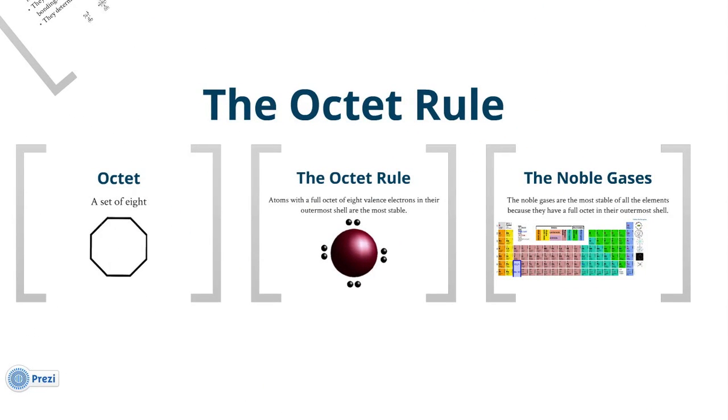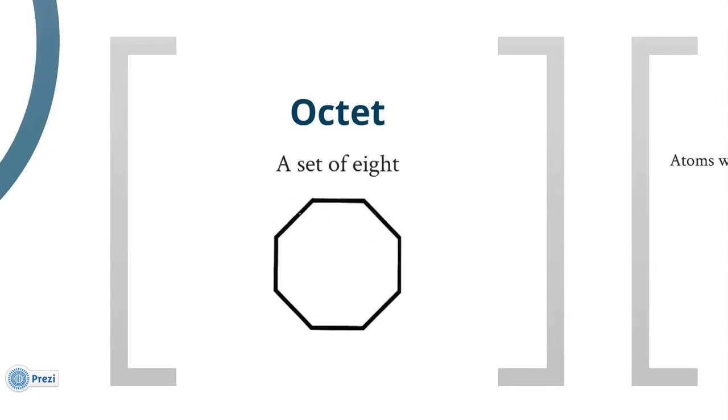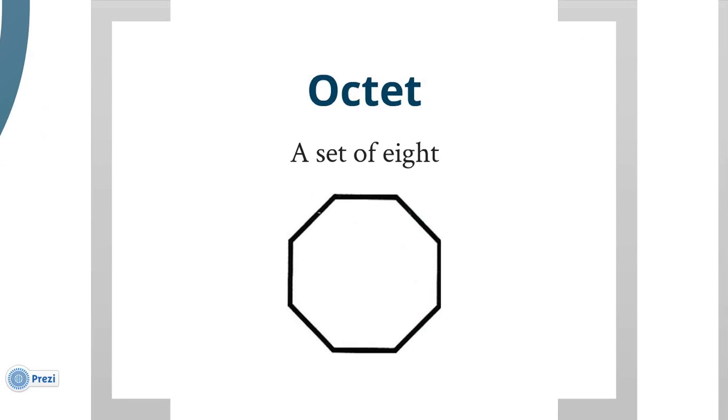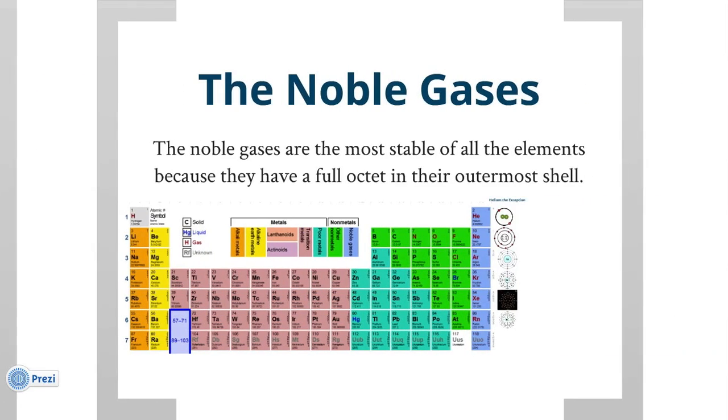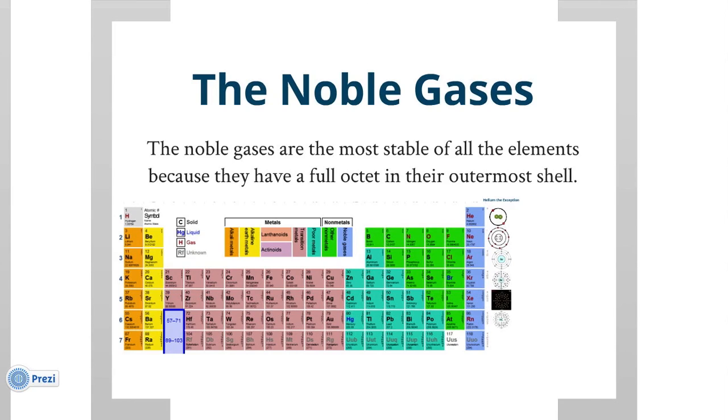Now that we've reviewed valence electrons, let's go over the octet rule. An octet is merely a set of 8. Now the octet rule states that atoms with a full octet of 8 valence electrons in their outermost shell are the most stable. This is why the noble gases are the most stable elements on all the periodic table, because they have a full octet in their outermost shell. No more electrons can get in there for them to react.